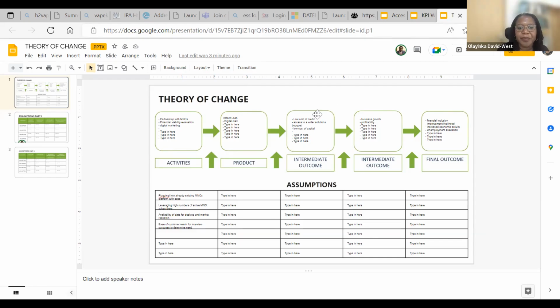For the customer, the immediate outcome will be a low cost of credit, because they don't have to come through to us. It's easy to access our solutions. They're a small shop owner, so it results in a low cost of capital for them. What they are looking at is business growth as well as profitability. The final outcome would be financial inclusion, improvement of livelihood, and increased economic activity, which can even lead to unemployment alleviation.